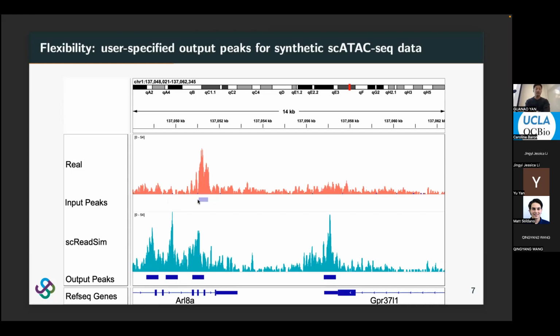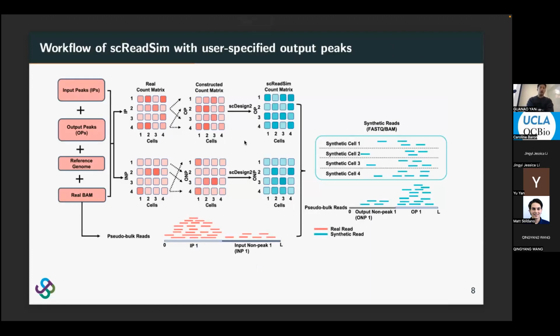So here, this track is the real peaks, the trustworthy peaks, the input for the real data. And these dark blue bars are regions we randomly generated as the target synthetic peaks for our synthetic data. You can see here that the synthetic data can preserve the read summits across these target peaks and can also be distinguished from the non-peak regions as specified by the users. And this is the workflow for how we did this part. There are a lot of technical details.